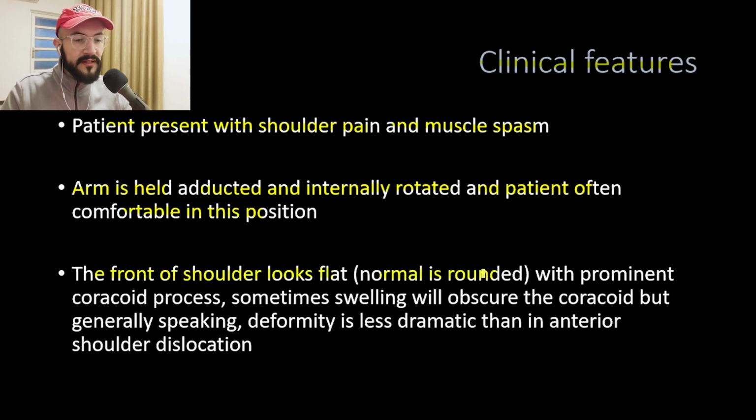The front of the shoulder looks flat. The normal is rounded, so the shoulder is not rounded anymore. It looks flat and with a prominent coracoid process. Now remember, in anterior shoulder dislocation, the shoulder looks flat but with a prominent acromion. In the posterior shoulder dislocation, the coracoid process would be prominent. Sometimes swelling will obscure the coracoid, but generally speaking, deformity is less dramatic than in anterior shoulder dislocation.